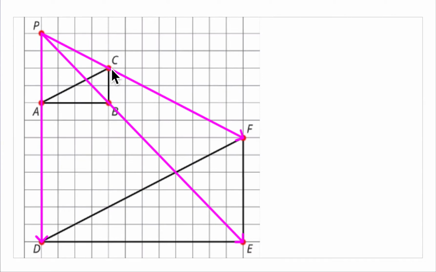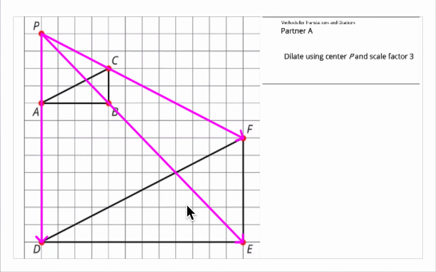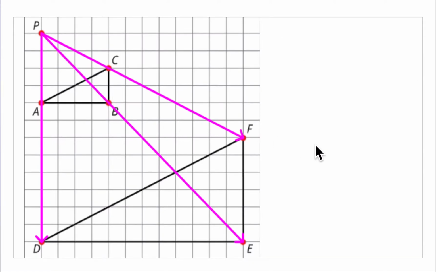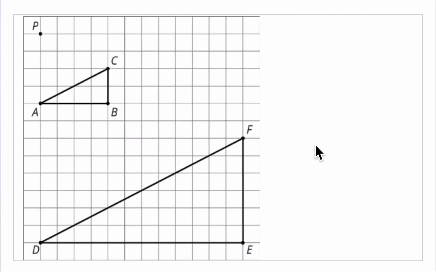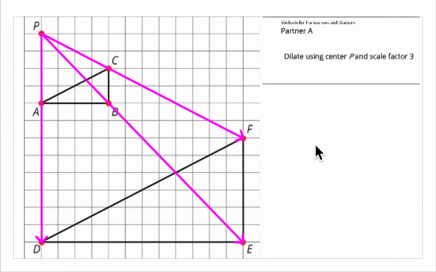So this now is a scale factor of 3. To go from this point to this point is 3 times. This point to this point is 3 times. And 3 times 4 is 12. We said that before. So the card that goes with this one is partner A. It says dilate using center P and a scale factor of 3. So those two are pairs, and so you look at them and see how they compare.